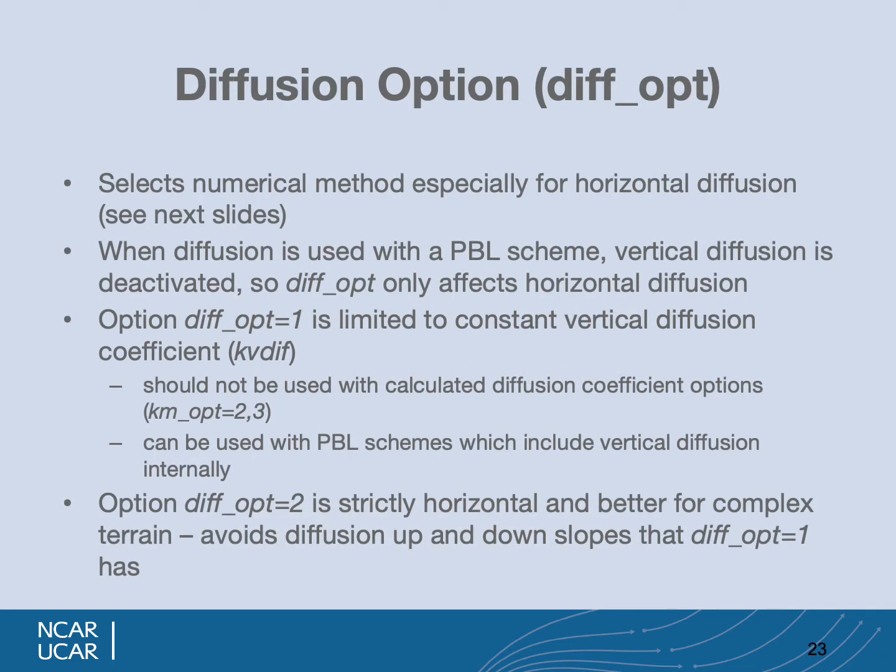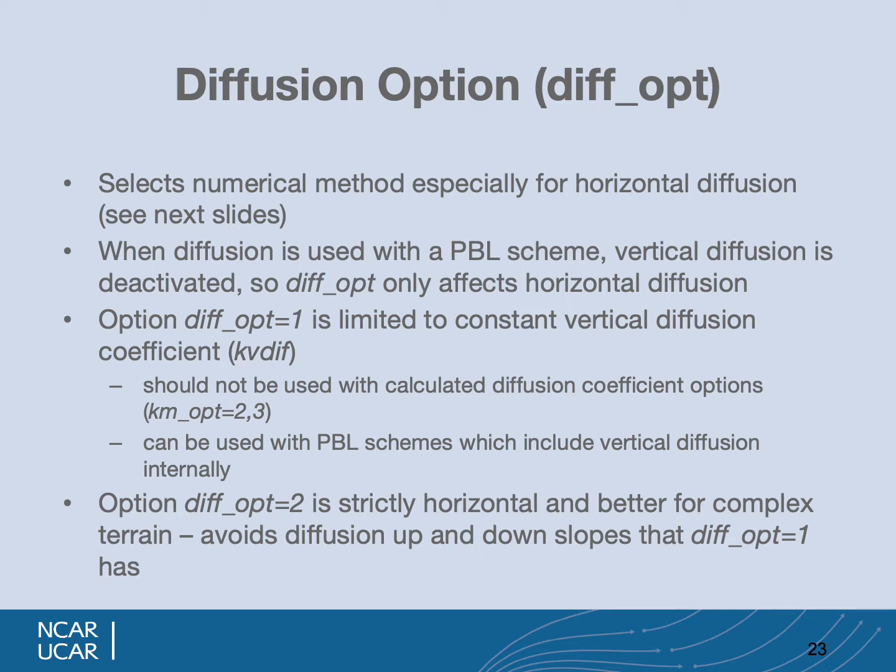So one of your choices when you're doing diffusion in the model is diff_opt. Diff_opt selects the numerical method, especially for horizontal diffusion, which I'll show soon. When diffusion is used with the PBL scheme, the vertical diffusion is deactivated, so diff_opt only would impact your horizontal diffusion choice. Diff_opt equals 1 is limited to constant vertical diffusion, which you can specify a coefficient with kvdif. So it should not be used when you have a calculated diffusion coefficient, such as km_opt equals 2 and 3, that I'll come to later. It can be used with a PBL scheme because that includes its own vertical diffusion internally.